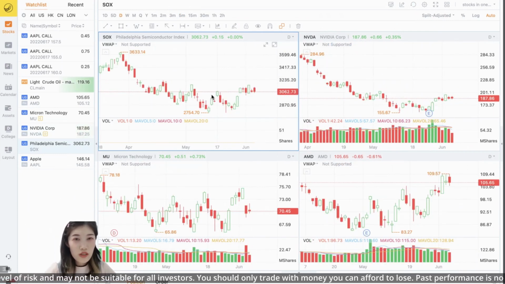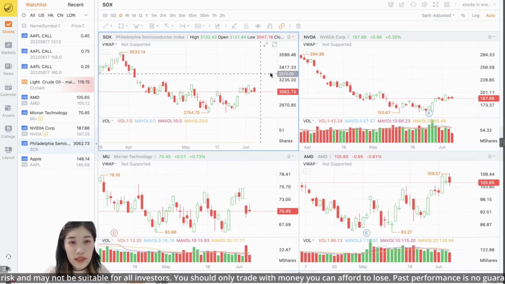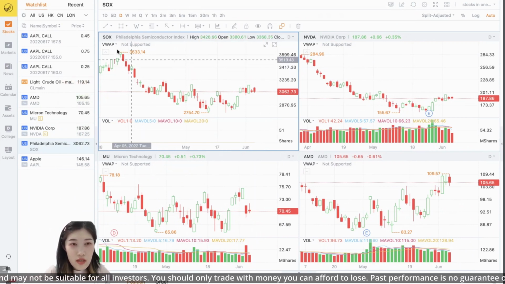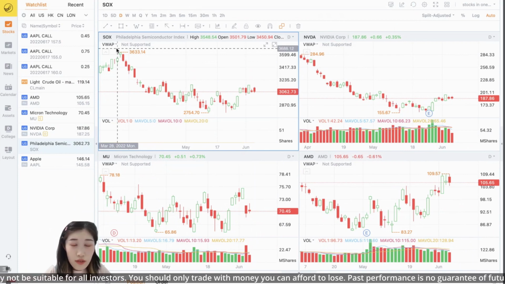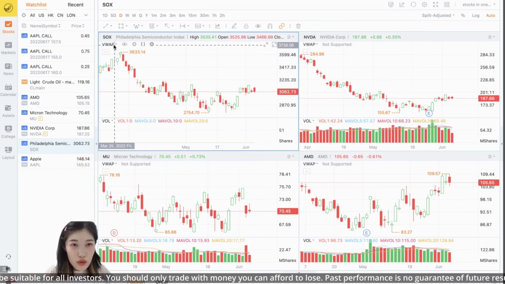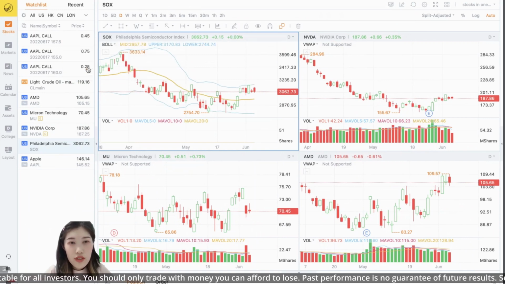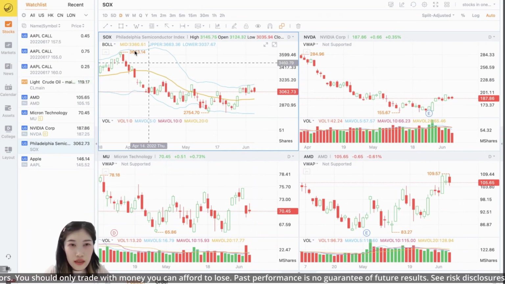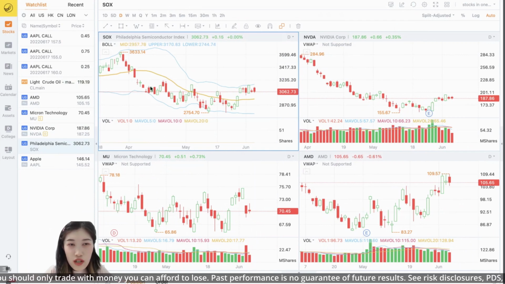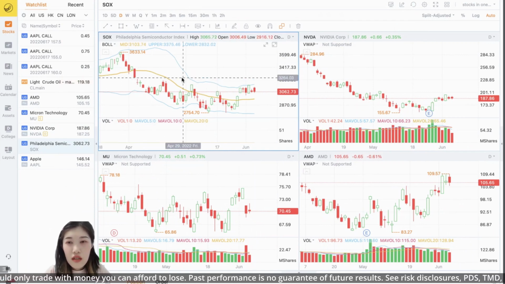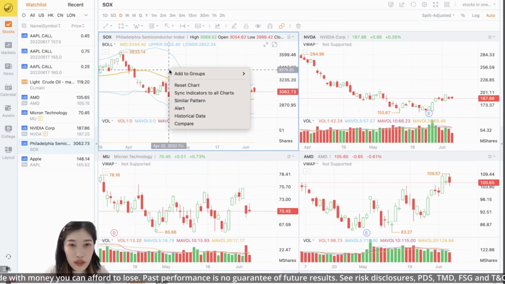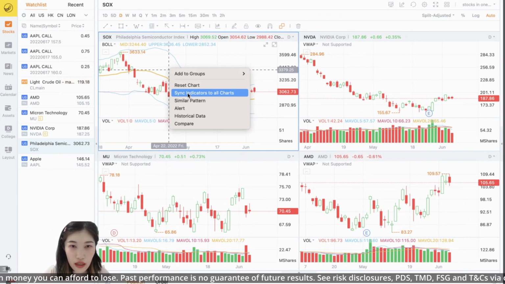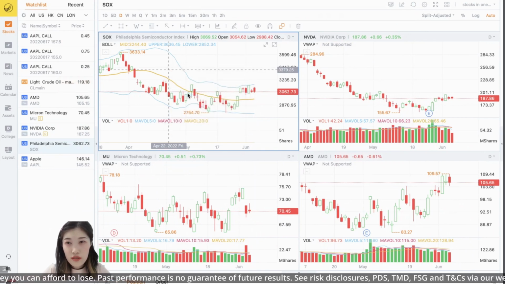Okay, now let me show you how to change the technical indicators here. The indicator here still says VWAP. For the demonstration, I will change it to Bollinger Band. However, you can change it to any indicators you prefer. Now, I want you to pay special attention here and notice that only one chart has Bollinger Band applied. If we want Bollinger Band to be showing on all charts, we can double-click inside and click on Sync Indicators to all charts.